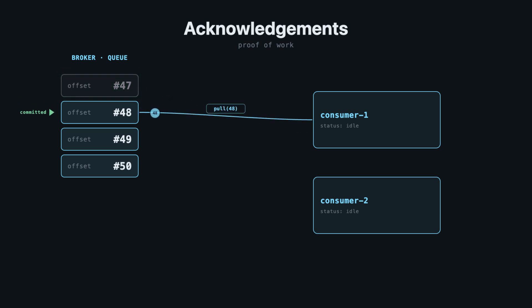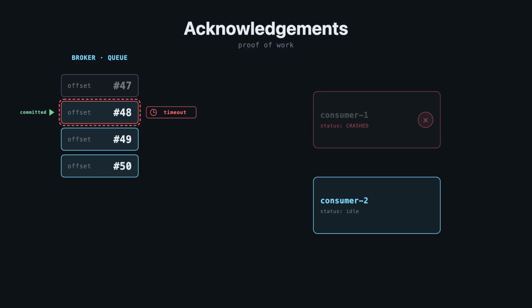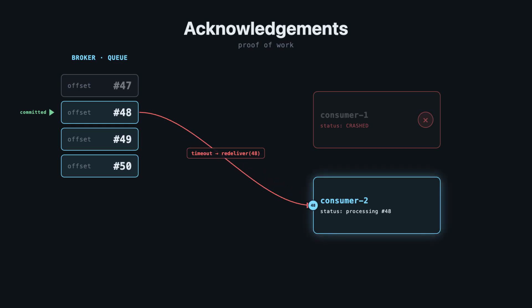But what if the consumer crashes midway? It pulled message 48, started processing, and then the process died. No ACK was ever sent. The broker waits. The ACK never comes. After a timeout, it redelivers 48 to another consumer. That's the rule, no ACK, no deletion.